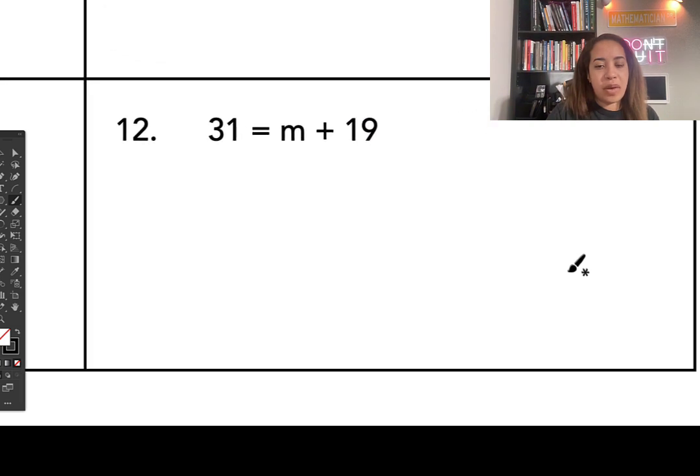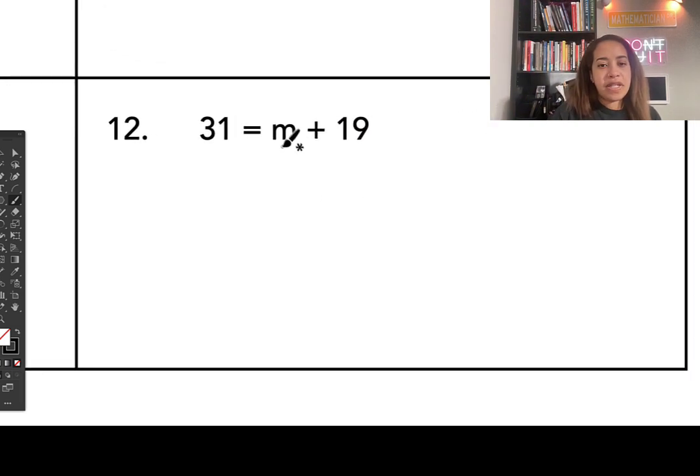Here is number 12. Always find your variable, and this time we see addition, so we want to do the opposite to both sides of the equal sign. The opposite of addition is subtraction. We can subtract 19 from both sides. Now we've got m all by itself on the right side of the equal sign, and then on the left side, 31 minus 19 gives us an answer of 12.